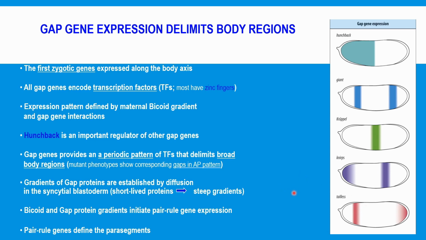And then the key function of the bicoid and gap protein gradients is to initiate the expression of the pair rule genes. So these control the expression of the pair rule genes. And the pair rule genes then will define the parasegments.